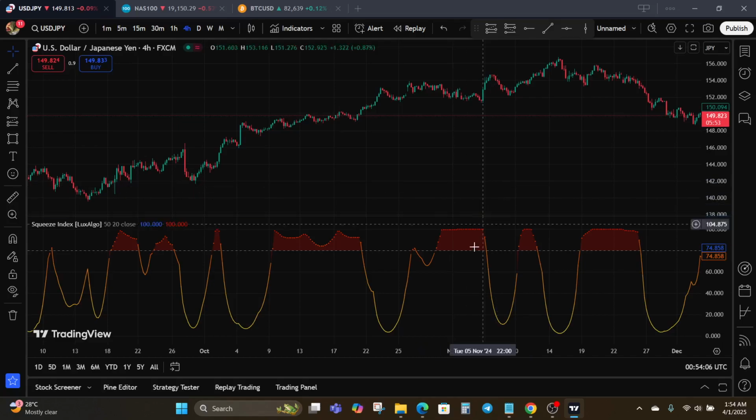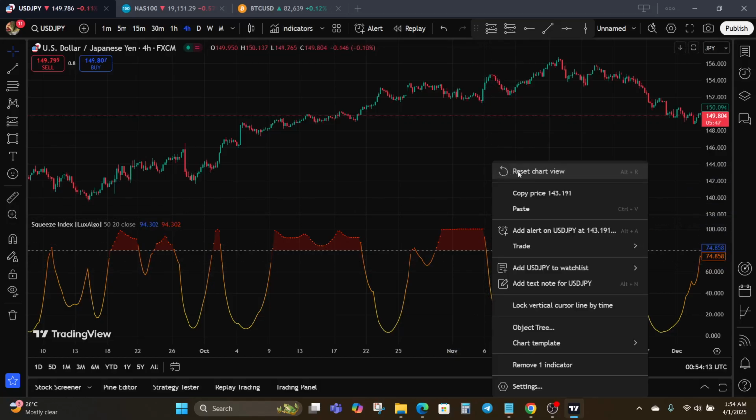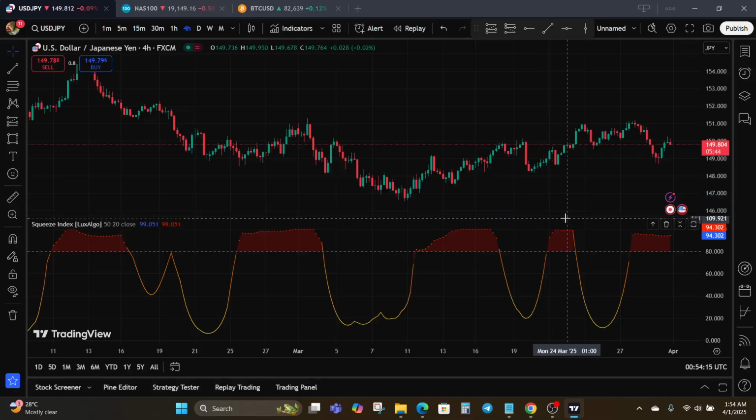So what exactly is the squeeze index indicator? Simply put, this indicator helps traders to identify low volatility periods where price is coiling up before a major move. So it works by analyzing market momentum and volatility compression, showing us when the market is in a squeeze before a big breakout. Now, the key idea is that markets move in cycles.